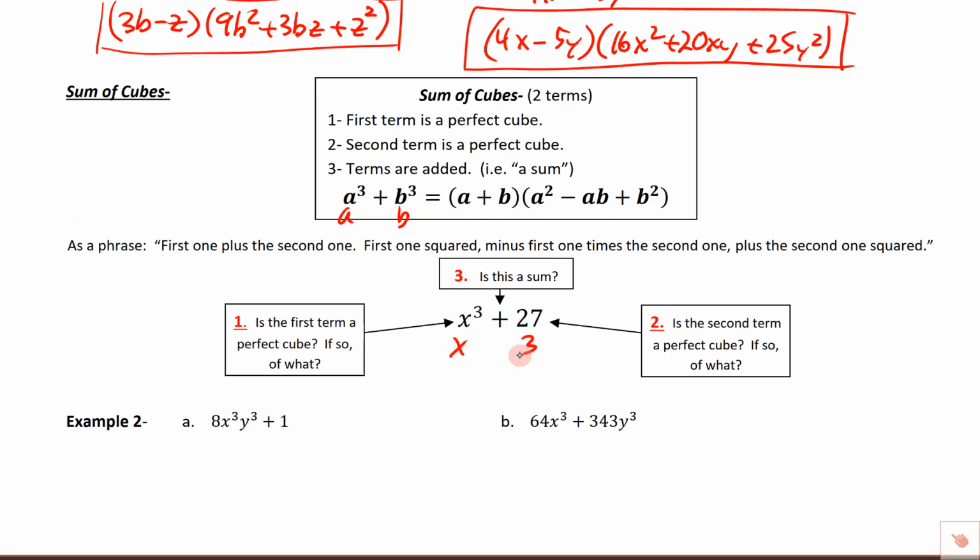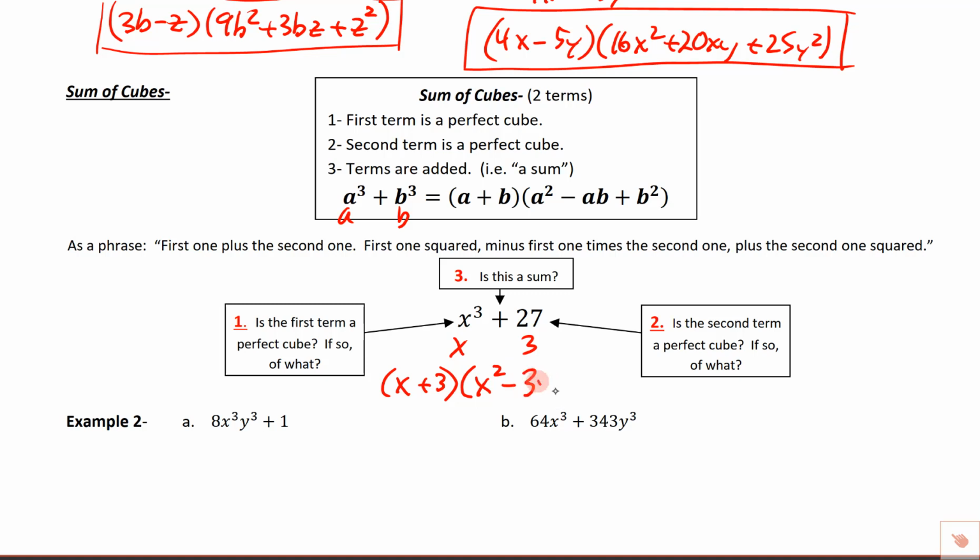Yep. Of 3. Is it a sum? It is. So it's going to follow this pattern right here. The pattern is it's going to be the first one plus the second one, first one squared, minus, so there's the difference. Okay, there's that in that formula right there. We'll take a look in just a second about why it works that way.